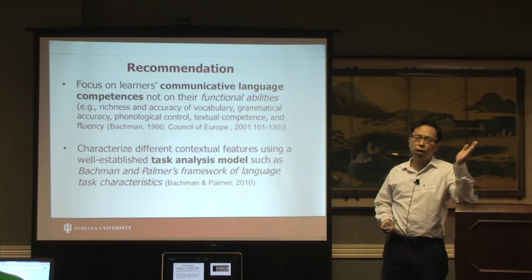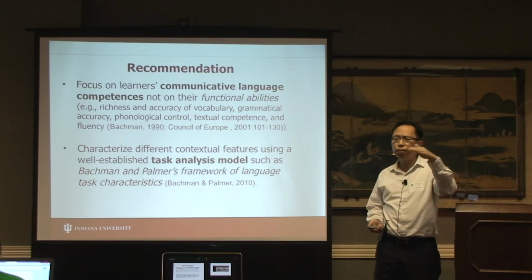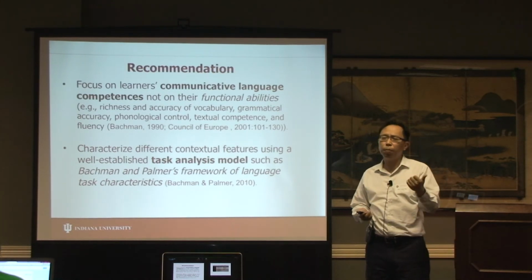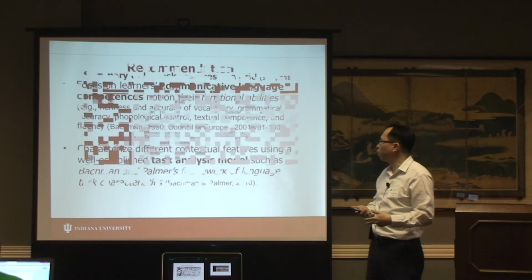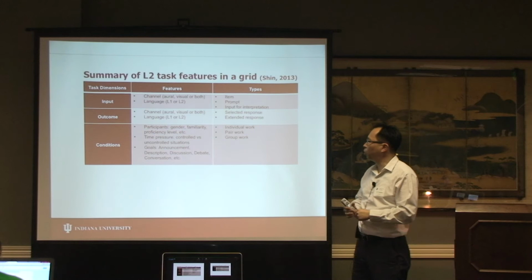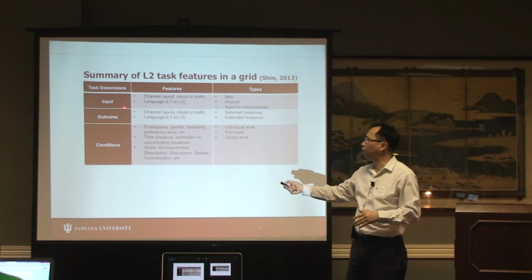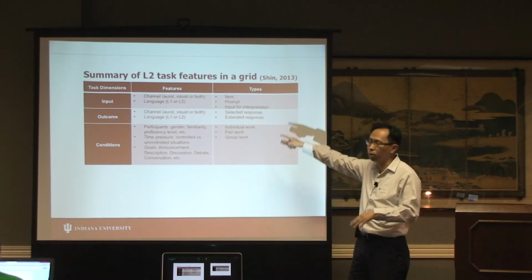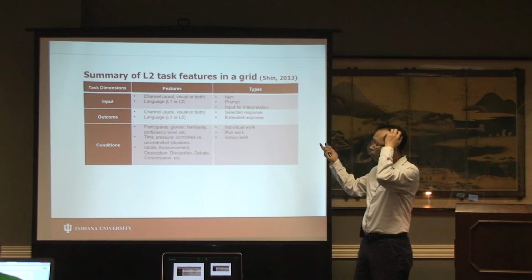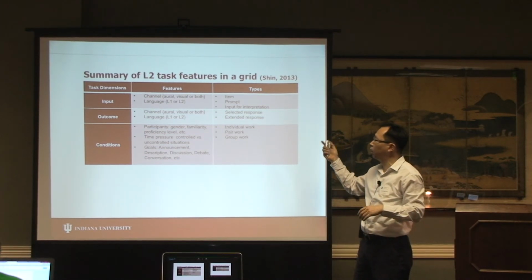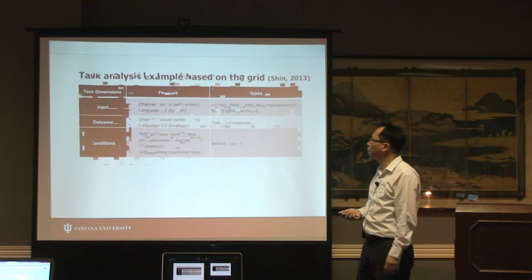in CEFR and ACTFL, there are a lot of things that are kind of confounded, like topics and tasks and language abilities all confounded together. So sometimes I thought it's useful to make some kind of distinctions using this kind of grid. So you could actually characterize tasks you're giving to students in terms of these dimensions. This is actually published in my paper in ReCALL in 2013. So you could actually read this later in more detail if you're interested.